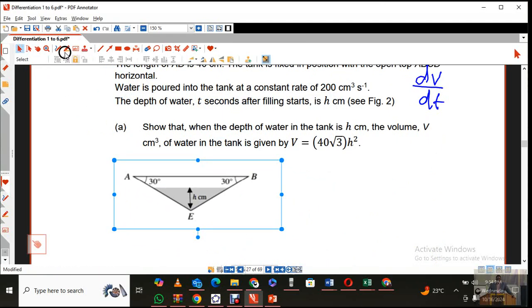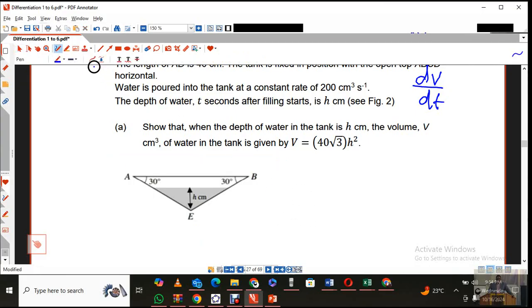Okay. So what do we know? Well, if you were to continue, you would be having a scenario, and this is very important, of the height.